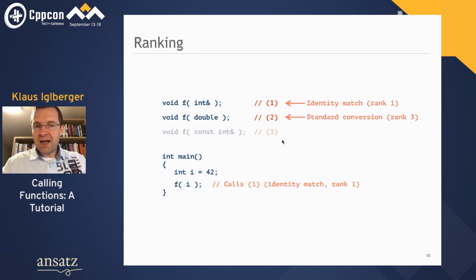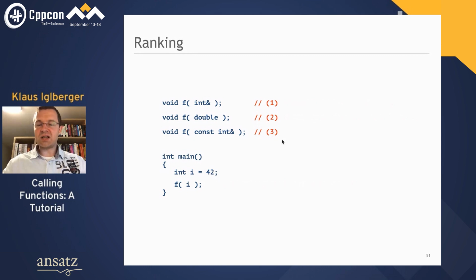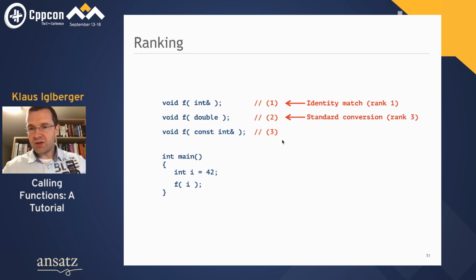If in this example I add a third function, a function that takes a constant integer, it becomes a little more interesting. Function 1 is still ranked 1. Function 2 is still ranked 3. And the third function is actually also ranked 1. A trivial conversion is still a rank 1. Still, intuitively, we would argue that function 1 is a little bit better because after all, the int that I'm passing here is not const qualified. So we believe the identity match is better than a trivial conversion. Still, they're both rank 1. This is why we need a tiebreaker.